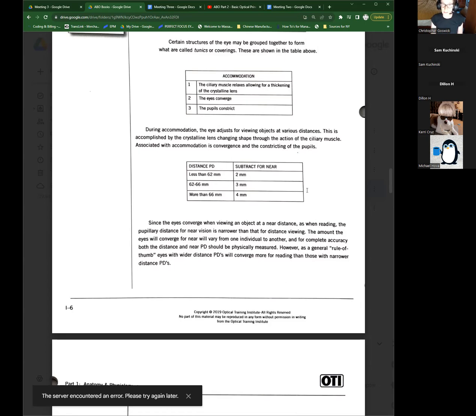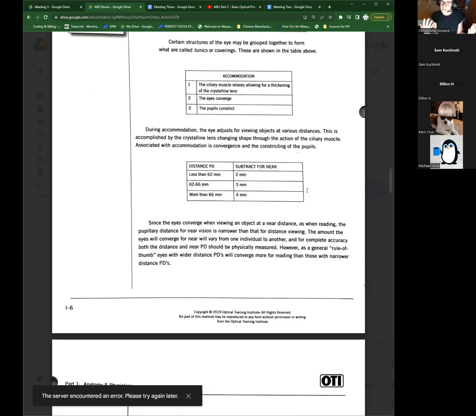Oftentimes PDs are not going to be perfectly symmetrical, so while it's a good rule of thumb to say, okay, we're going to subtract 2 or we're going to subtract 4, oftentimes when you actually take that near PD, you'll notice that one eye might come in a little more than the other. Okay, so that's definitely a good rule of thumb. You need to know what you should be subtracting, and in general, your answer is going to be somewhere between 2 and 3.